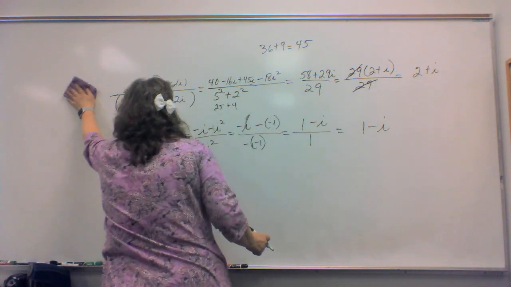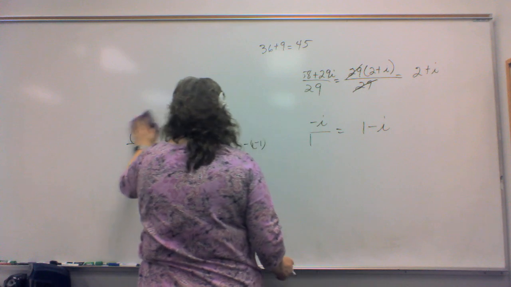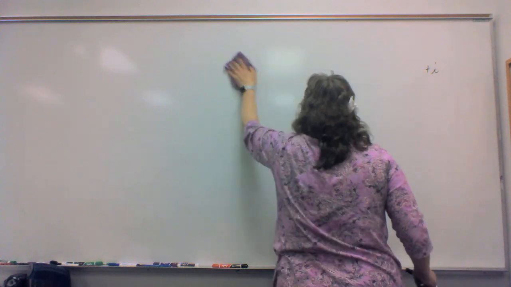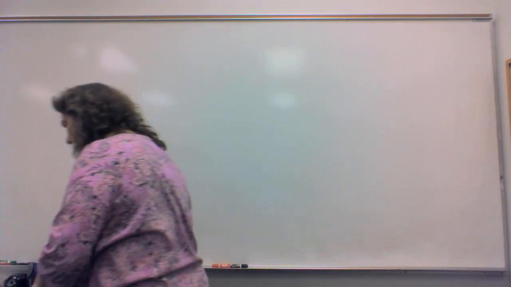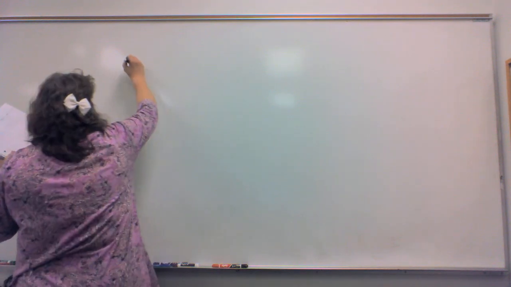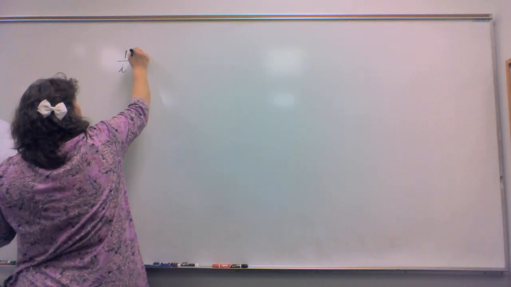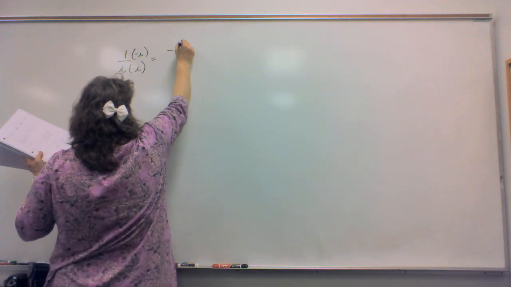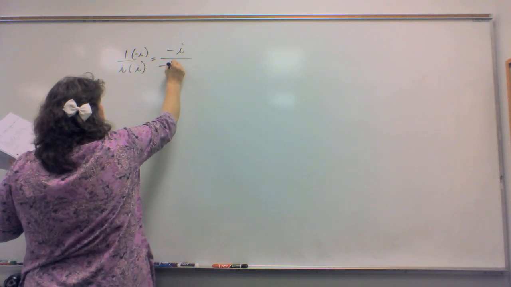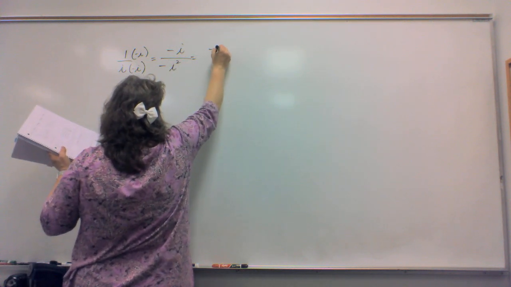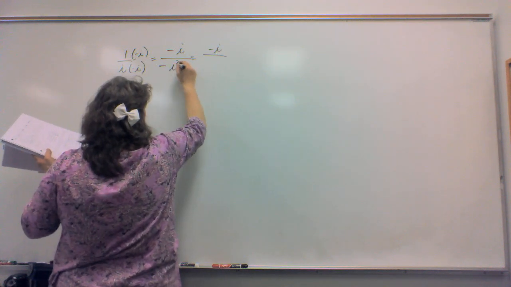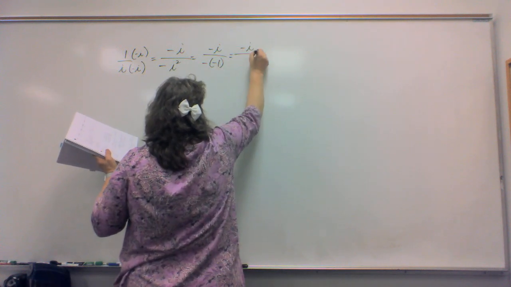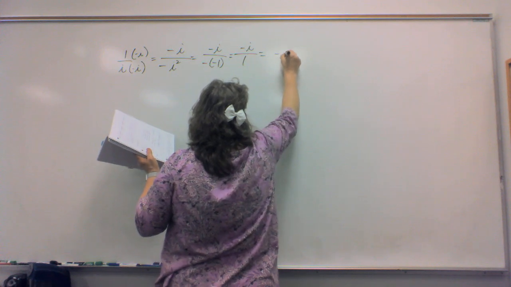Now let's look at some more problems. One over i. Again, your negative i is your conjugate, and this is going to give me negative i over negative i squared. So negative i over the negative of negative 1, gives you negative i over 1, which is negative i.